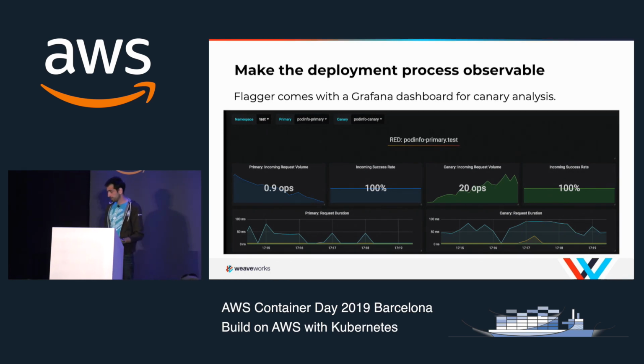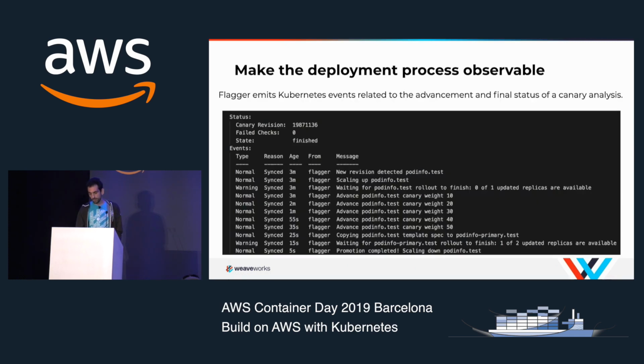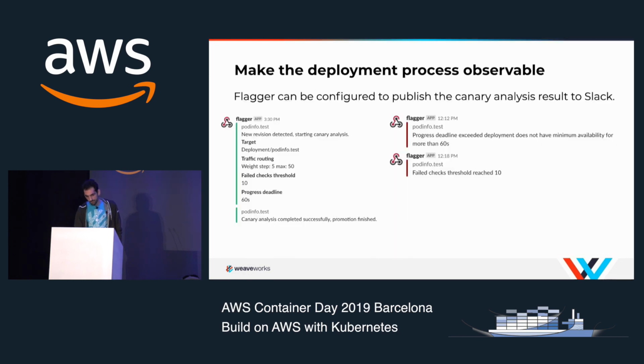How do we make the deployment process observable? We have a Grafana dashboard. We have Kubernetes events that you can subscribe to. We have Slack notifications. Every time a canary starts, Flagger will post on Slack, okay, this is how the canary should look like, this is what I'm doing. And when it finishes, it publishes if it's successful or not. And if it's not successful, it will tell you why it failed. Maybe it's a webhook that failed. Maybe it's a progress deadline exceeded. I don't know, your pods are crashing and so on.